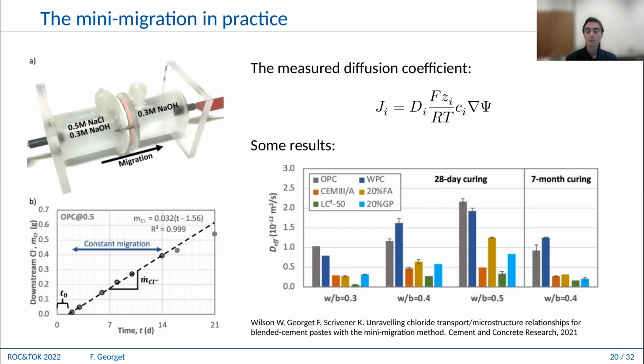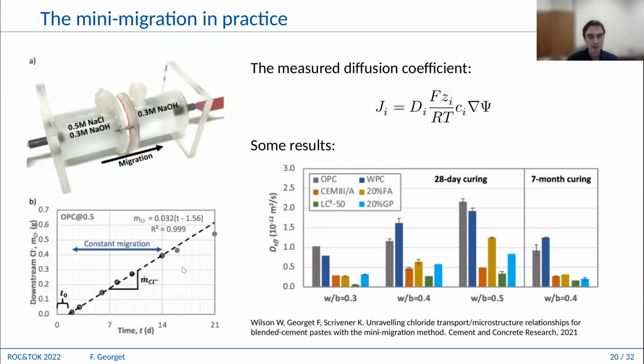This is, for example, the mean migration, but this is also used in many tests, including standard tests that use electrical potential to drive a migration flux of chloride inside the sample. This often looks like this, where you have a sample in between two reservoirs, a reservoir rich in chloride and a reservoir poor in chloride, and you apply a potential such that the chloride moves through the sample. And you can measure current or concentrations.